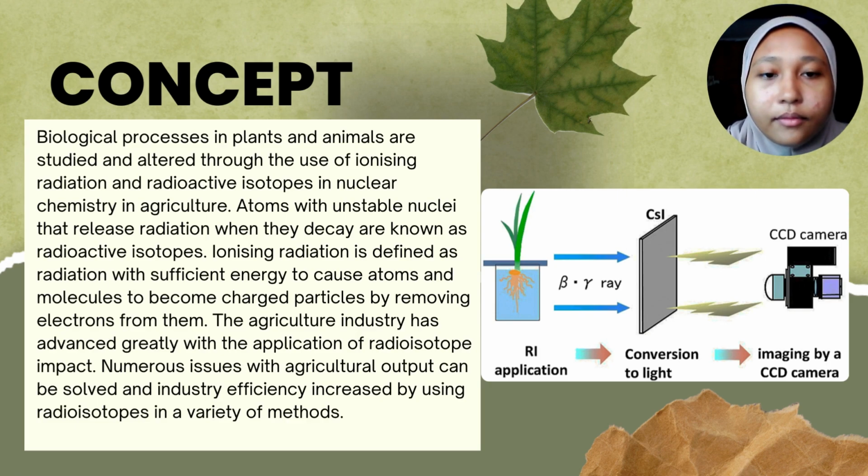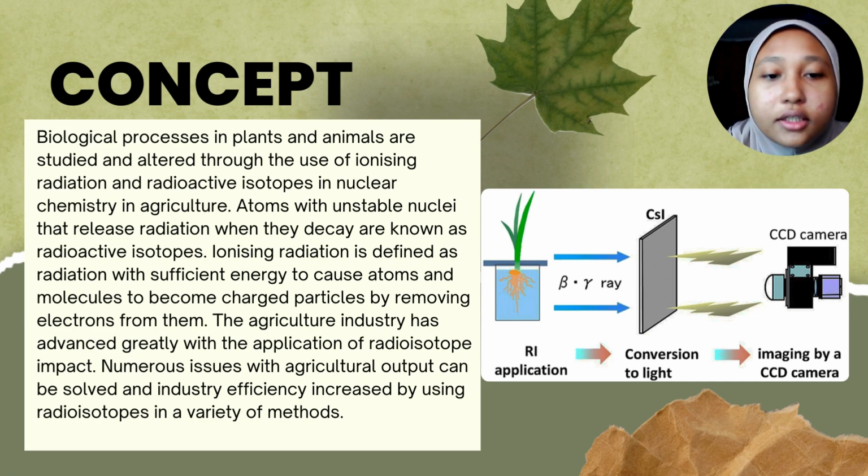electrons from them. So the diagram shows an example of radioisotopes being applied to the plant with the emission of beta and gamma radiation. The radiation of radioisotopes coming out from the plant was converted to light and deposited on a fiber optic plate. The light will be captured by the CCD camera that produces the radiation profile image.